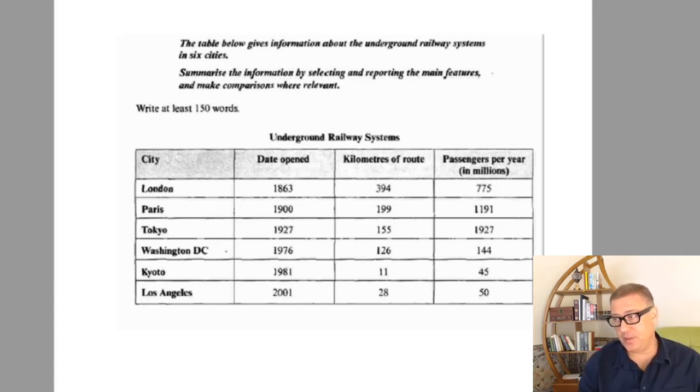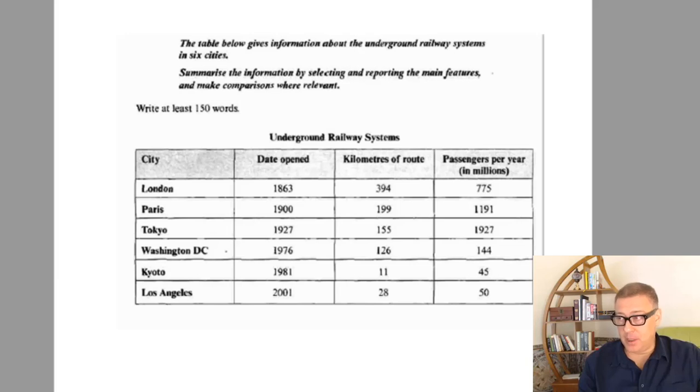126, Tokyo 155. That's not a huge difference. But as a way of organizing the data, that's a good way to think about it. So let's think about older underground railway systems in London, Paris, and Tokyo and what they have in common. So more kilometers of route and higher numbers of passengers per year, and newer underground railway systems in Washington, D.C., Kyoto, and Los Angeles, which have in common that they've got fewer kilometers of route and lower numbers of passengers per year in millions. So that's just one way to look at the numbers.